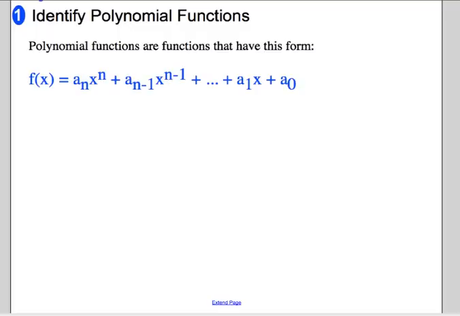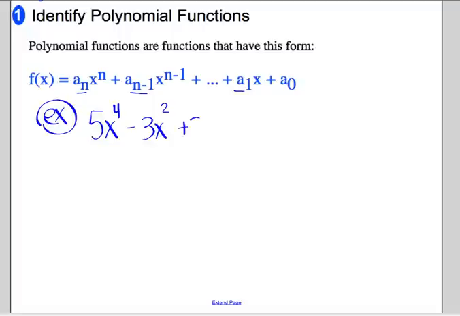So, in order to identify a polynomial, they're written in this form that's shown in blue. Now, this can be kind of tricky, so I'll just show you an example of what a polynomial could look like. The a sub n's are just coefficients. So this just means a coefficient, another one, and so on. So for example, 5x to the 4, minus 3x squared, plus 2x plus 1. This is an example of a polynomial.